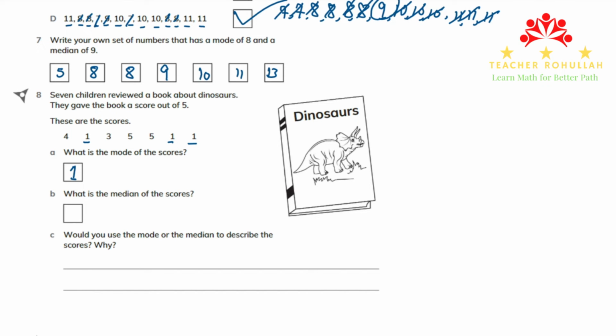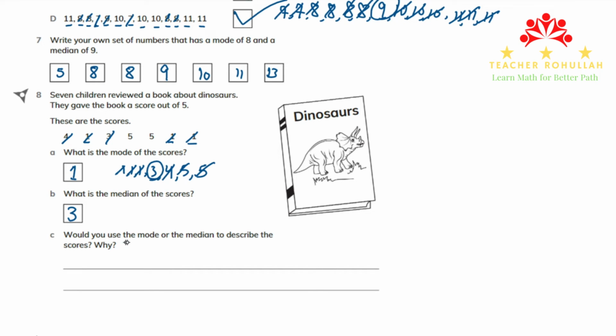B says, what is the median of the scores? So now to find the median, we have to first order the numbers. So we have 1, 1, 1. I will cross them. Then we have 3 crossed. Then we have 4 crossed. Then we have 5 and 5. Now to find the median, we have to see which number is in the middle. So 1 from here. We continue crossing from both sides. 3 is the median here because 3 is in the middle of this data set. So the median for these scores is 3.